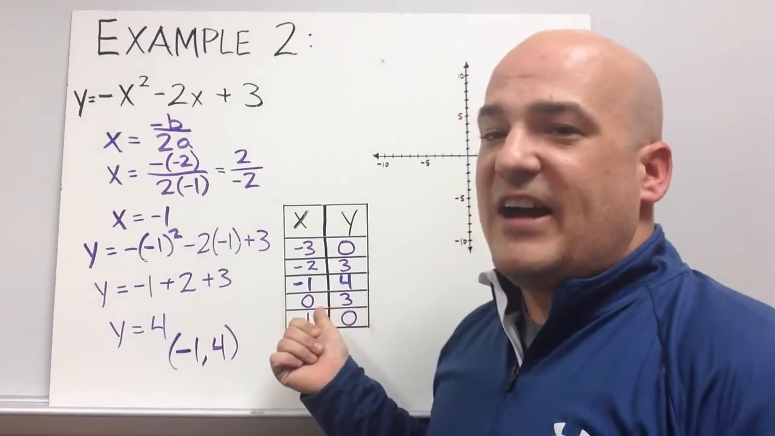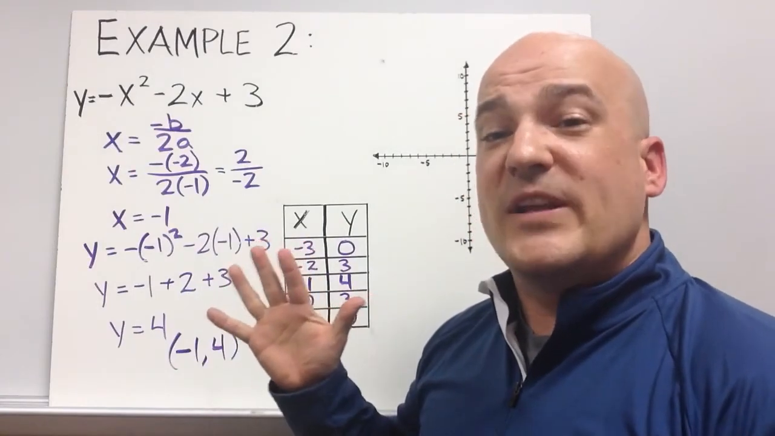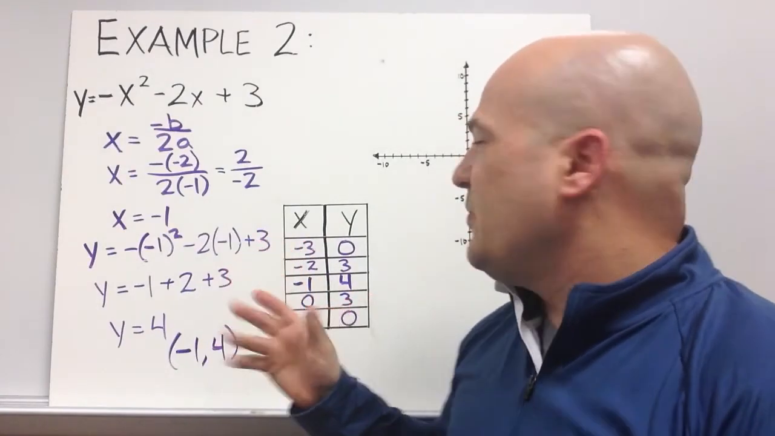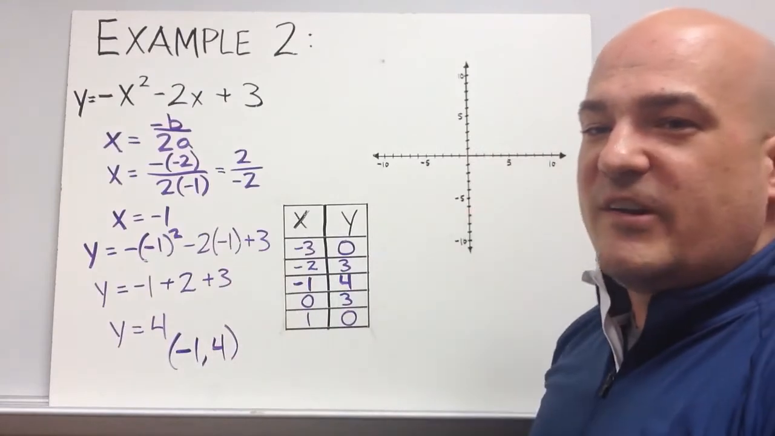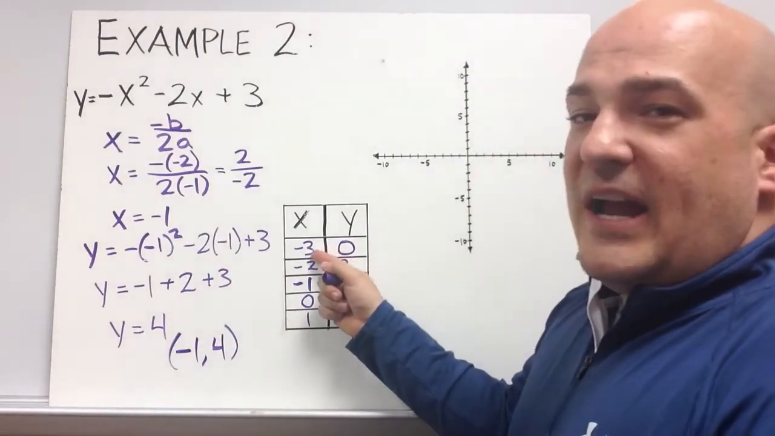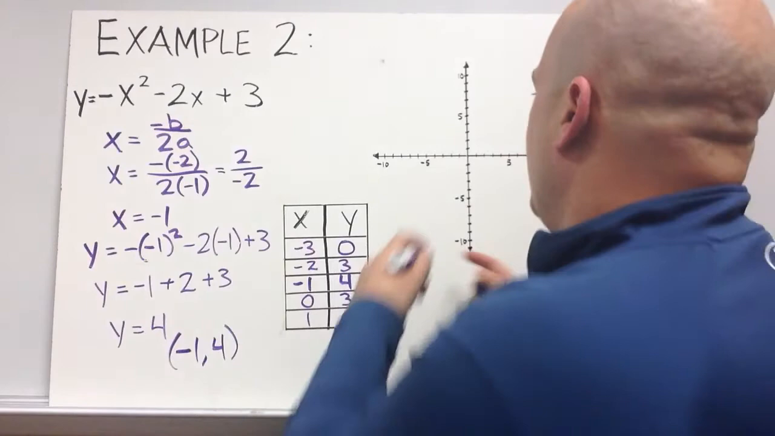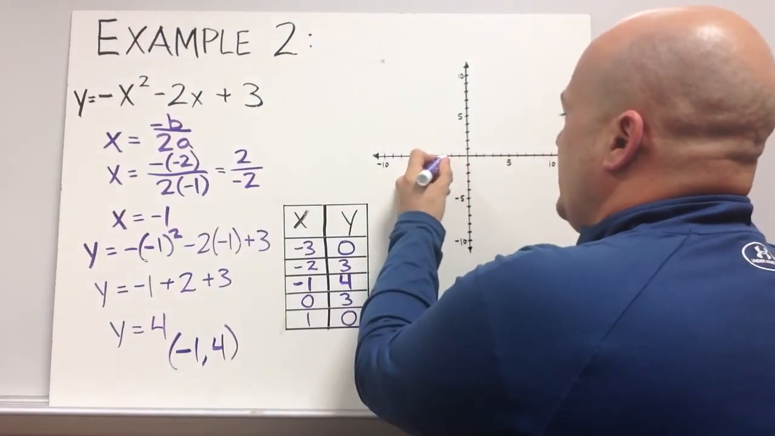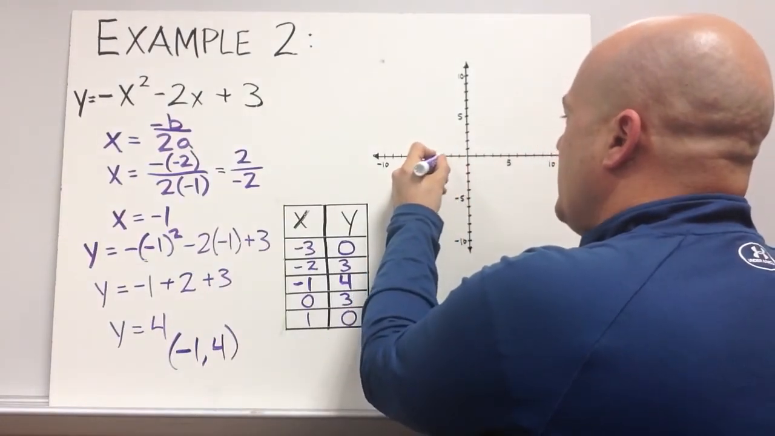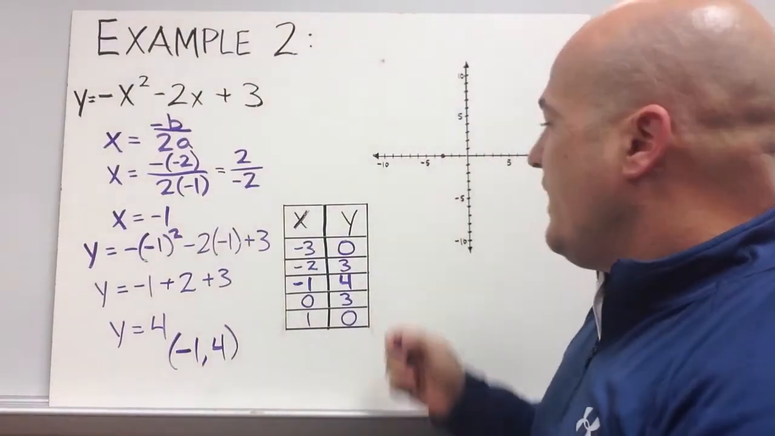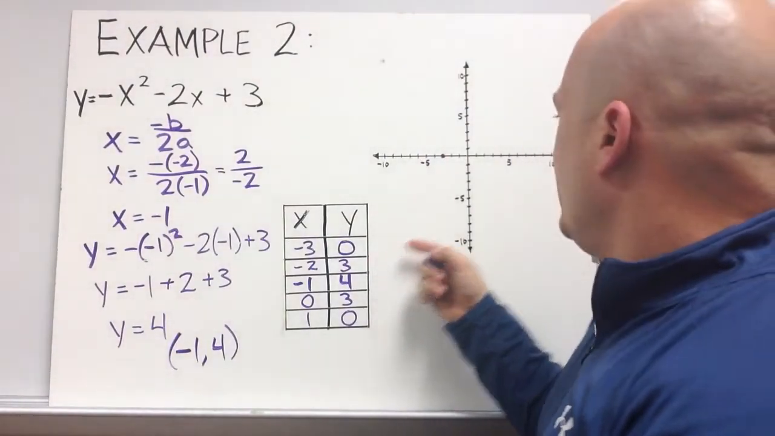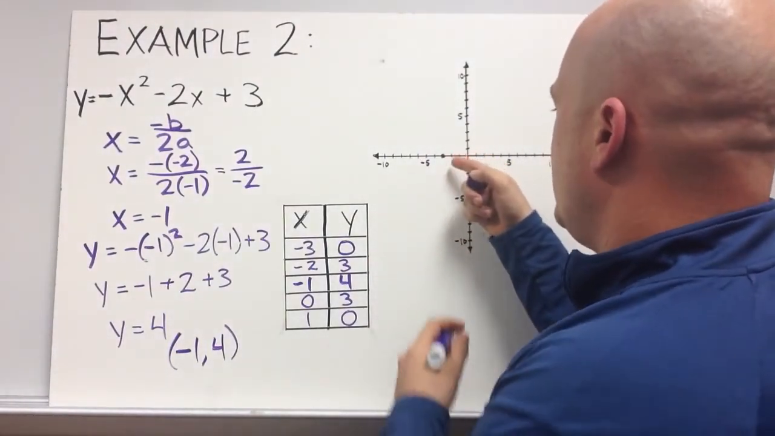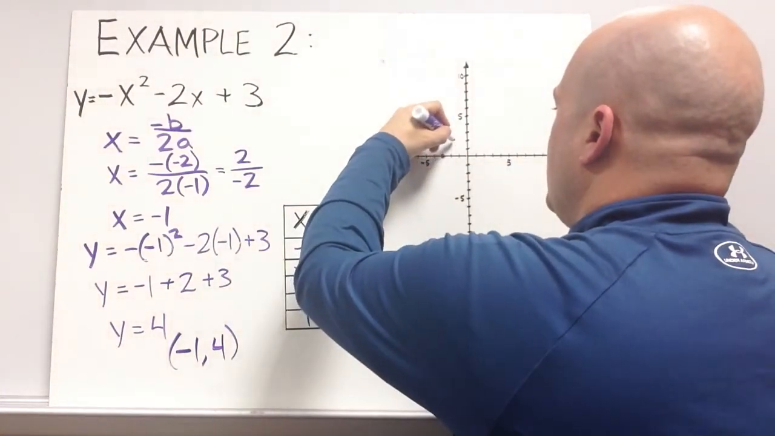We created our table of values. We've got 5 points for us to plot now. So step number 3 is to plot those 5 points on our coordinate grid. The first one, I have an x value of negative 3, so I'm going to go to the left 3, 1, 2, 3, and I'm going to go up 0. Very good. The next one is negative 2, comma 3, so I'm going to go to the left 2, and then up 3, 1, 2, 3.